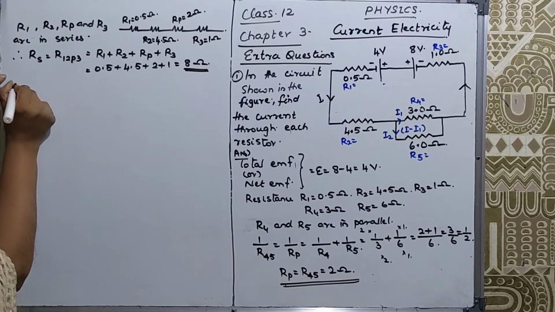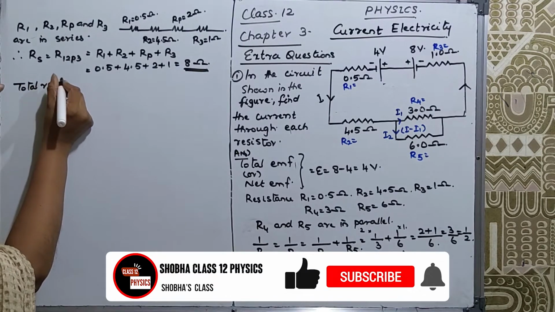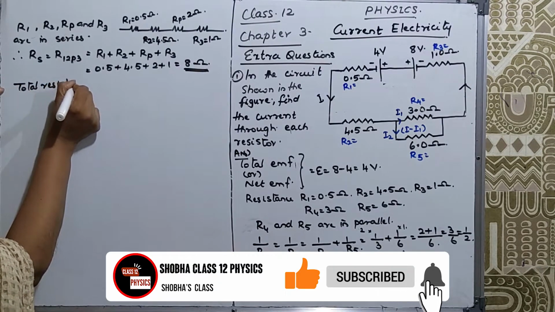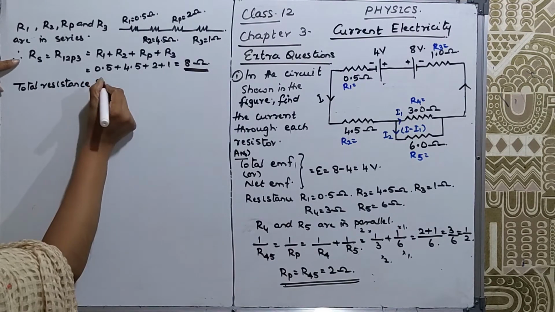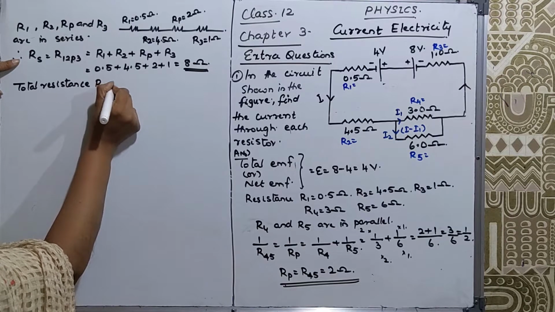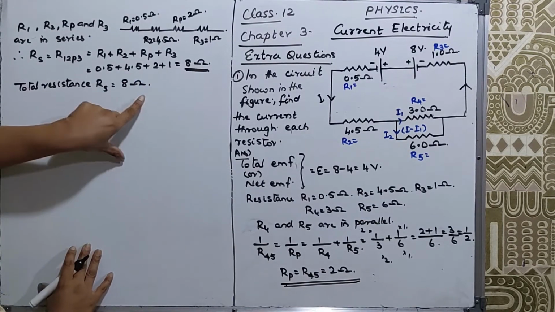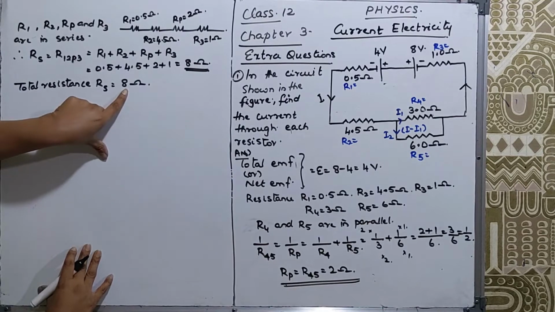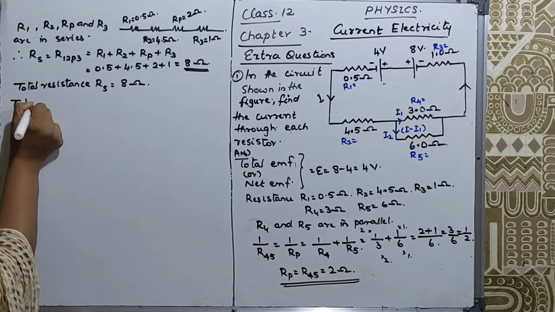So, that is R series, or R, we can write, equal to 8 ohm. Since we know the total EMF and the total resistance, we can find out the total current in the circuit.